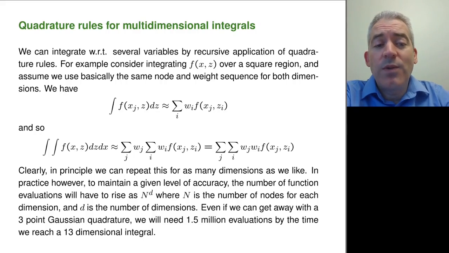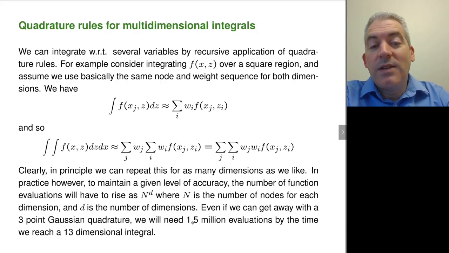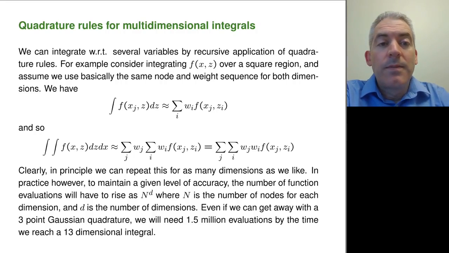So even if we were in a situation where 3-point Gauss quadrature worked fantastically well, by the time you're up to, say, a 13-dimensional integral, you're still into the millions of function evaluations, right? So this is scaling really badly as the dimension goes up.